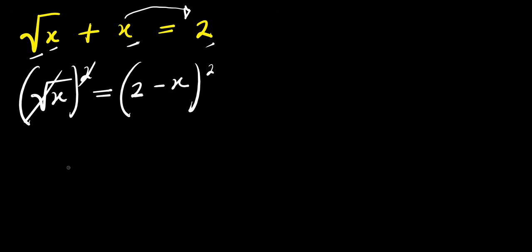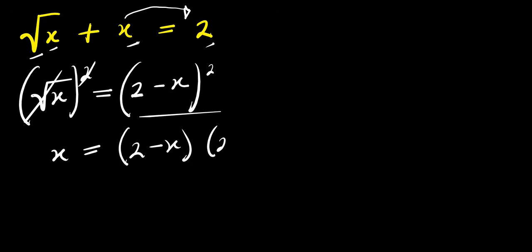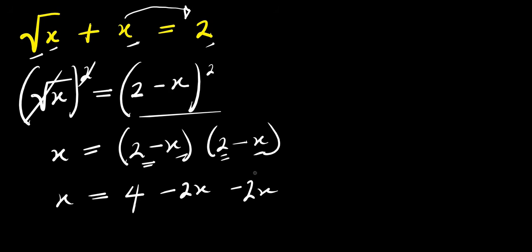This cancels this. I have x equals this. We are going to have 2 minus x times 2 minus x. So from here, I have x equals 2 times 2, that is 4, 2 times minus x, minus 2x, minus x times 2, minus 2x, minus x times minus x, plus x squared.